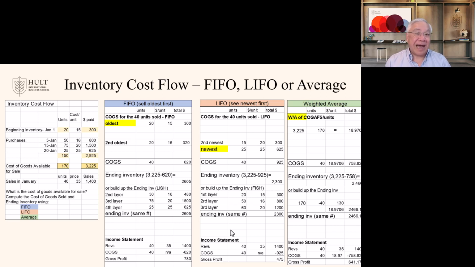Now, if we say, I don't know which one they bought, let's take the average. That's the last one, which is essentially the weighted average, more precisely than just average. And I'll explain it, of course.